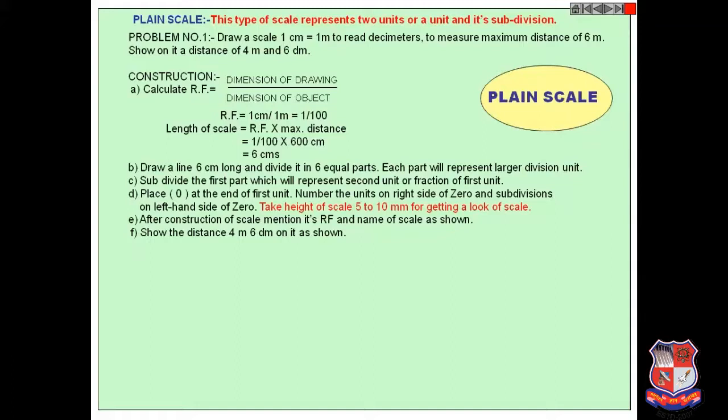So first of all, calculation of RF. RF means dimension of drawing divided by dimension of object. So you have to be given both the dimensions, but one dimension is in centimeter and one is in meter. So you have to convert them to the same unit. You can convert centimeter to meter, or meter to centimeter.